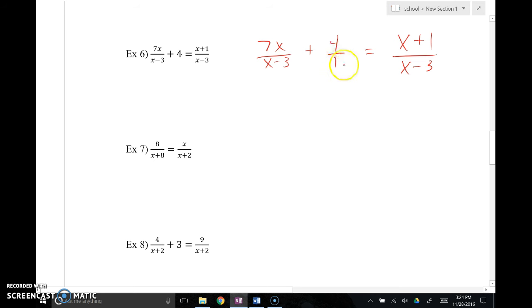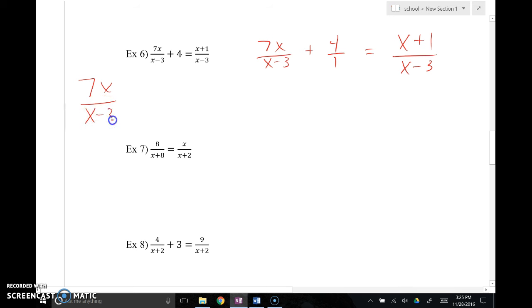So I need to make this denominator an x minus 3, so I can multiply that by x minus 3. But if I multiply this by x minus 3, I've got to do the same thing to the top, because x minus 3 divided by x minus 3 is equal to 1. And multiplying by 1 keeps everything the same as what we started with. So here we go. Let me show you what we're going to do.